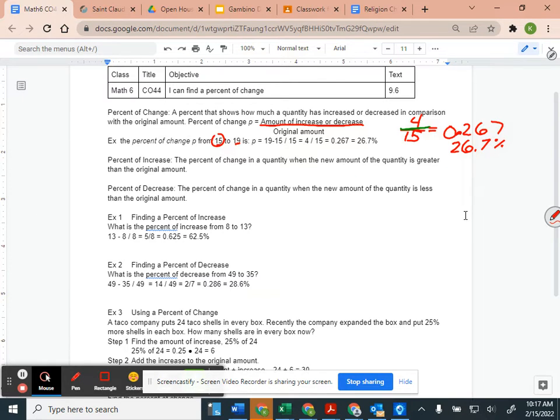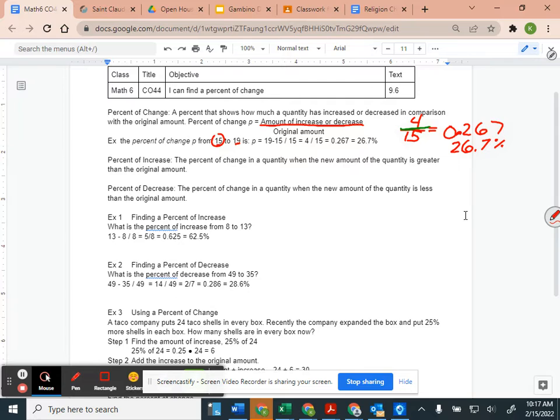Percent of increase is the percent of change in quantity when the new amount of the quantity is greater than the original. It increased. So the opposite is the percent of decrease. The change in quantity when the new amount is less than the original.